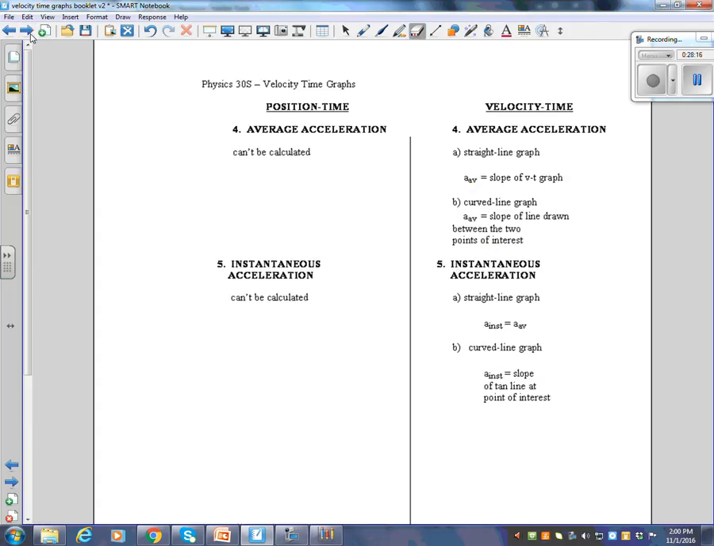Did you notice that the second page, the columns were the same? Yeah. Did you notice that? If you have a velocity time graph and you're asked to find average acceleration, what do you do? Well, if it's a straight line graph, you simply find the slope. What if it's a curved line graph? You draw a line between the 2 points of interest, in other words, the endpoints, and find the slope.